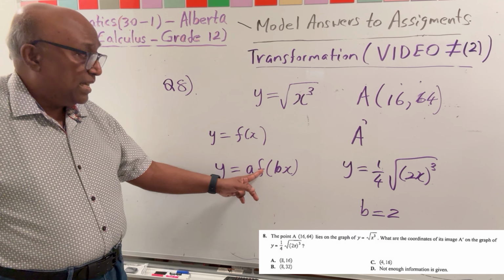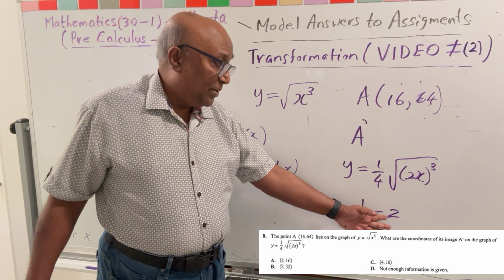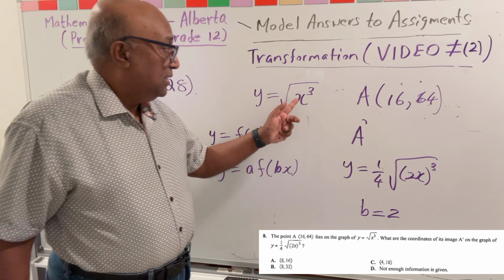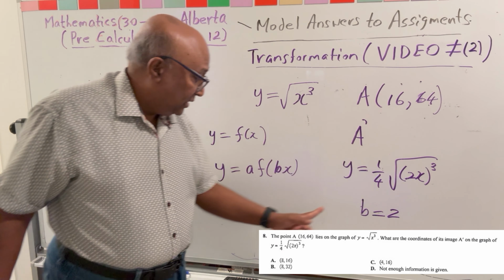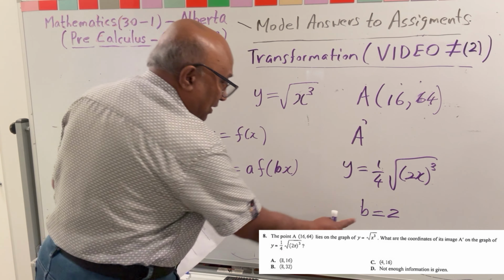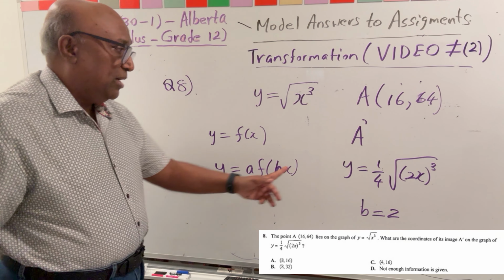Okay, let's figure out a and b. Actually, we already figured out b. Instead of x, here you have 2s. That means definitely b value is equal to 2. That is done. What is a value?